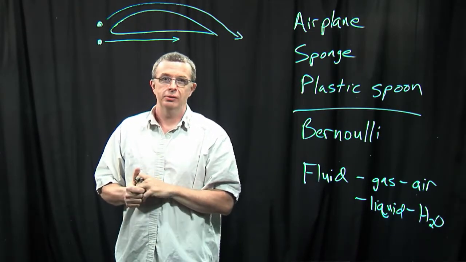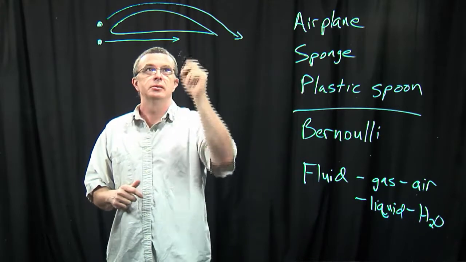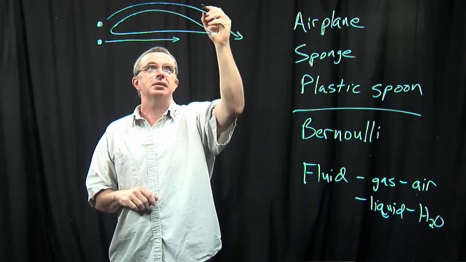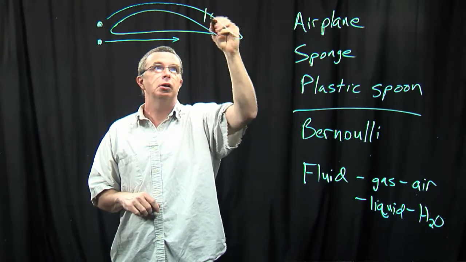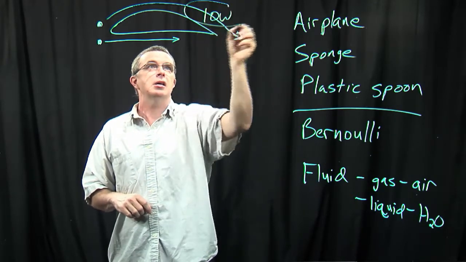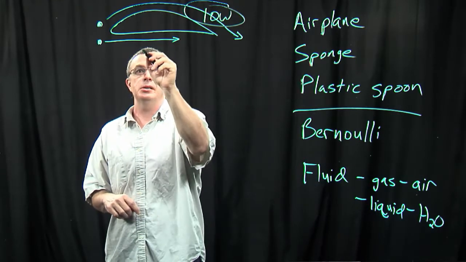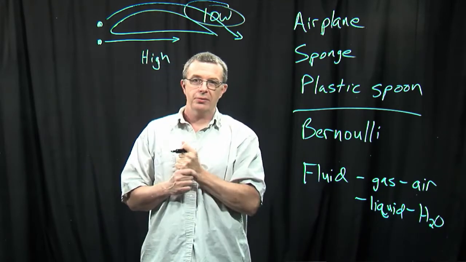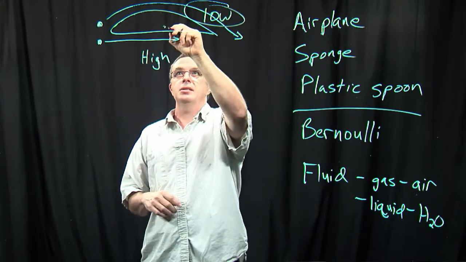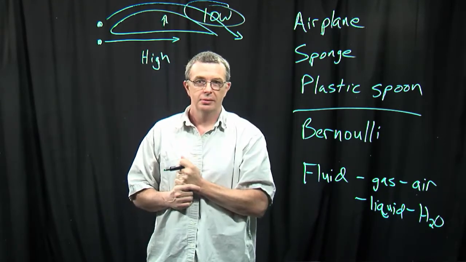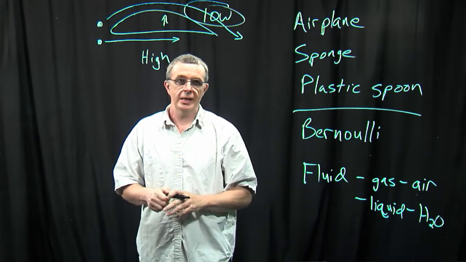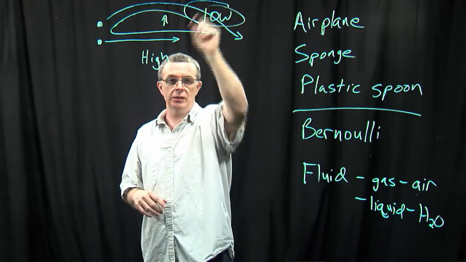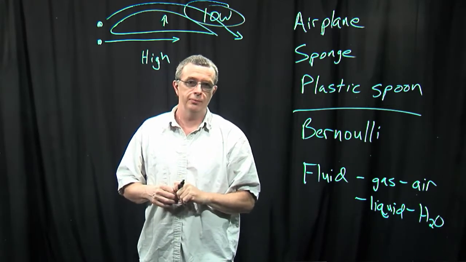It actually has to travel faster, and it will get to the back end of the wing faster than the other particle. And when that happens, as you have these fluids moving at different rates, it creates a low pressure zone. So low pressure here over the surface of the wing, which means it's relatively high pressure under the surface of the wing, and that creates the lift that keeps airplanes in the air. So airplanes are really being held in the air by this low pressure that's over the wing.